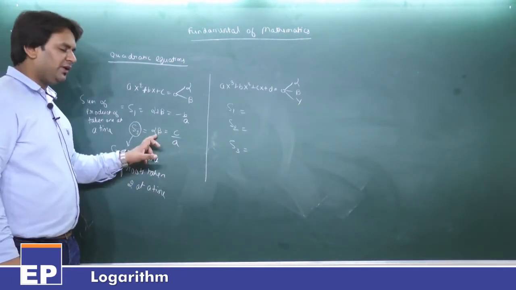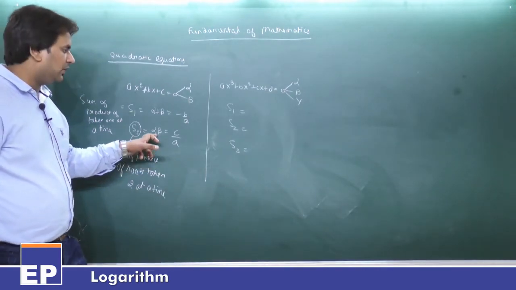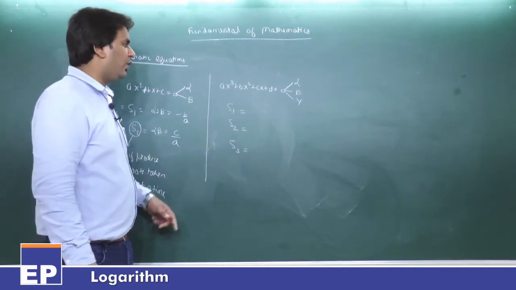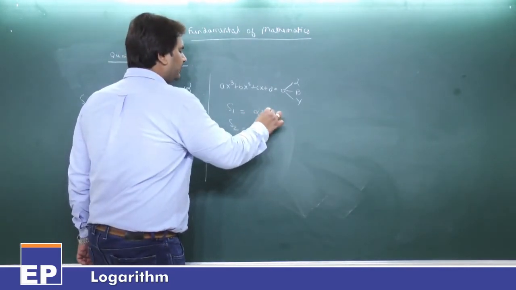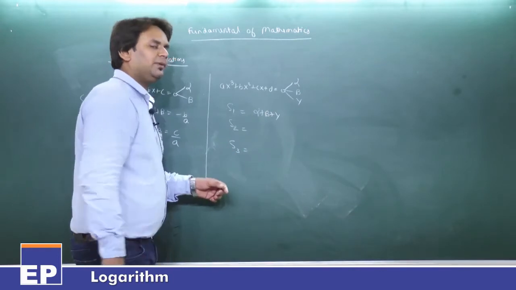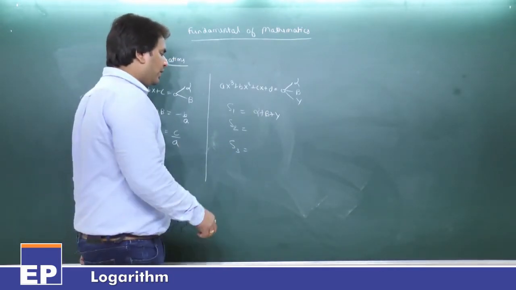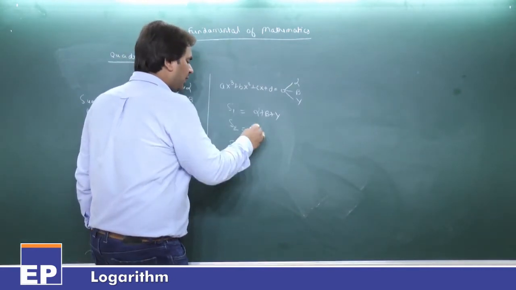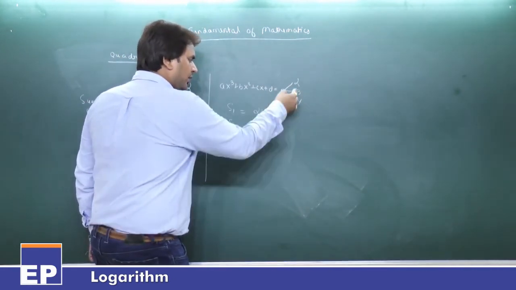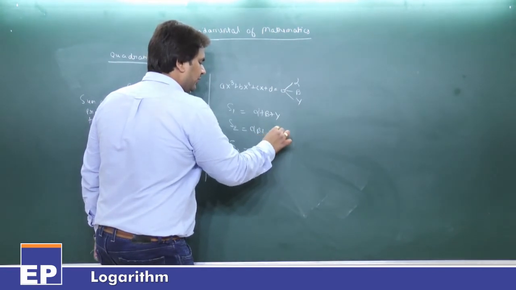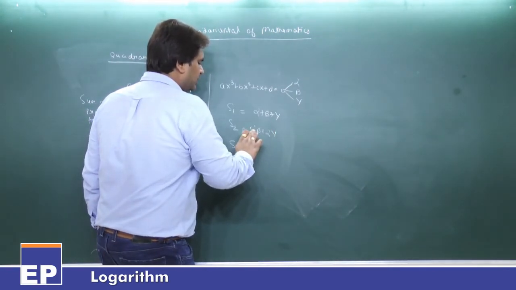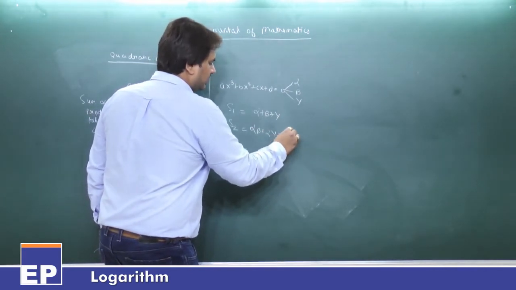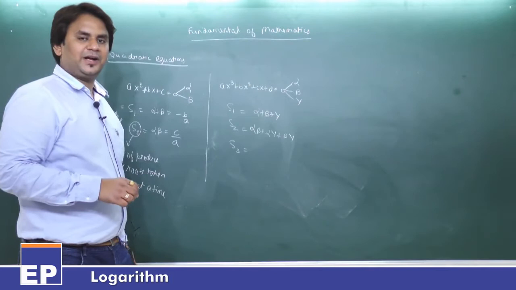What will it come out to be? Alpha into beta. What is S1? The sum of the product of the roots taken 1 at a time. It will become alpha plus beta plus gamma. What is S2? The sum of the product of the roots taken 2 at a time. It will become alpha into beta plus alpha into gamma plus beta into gamma.